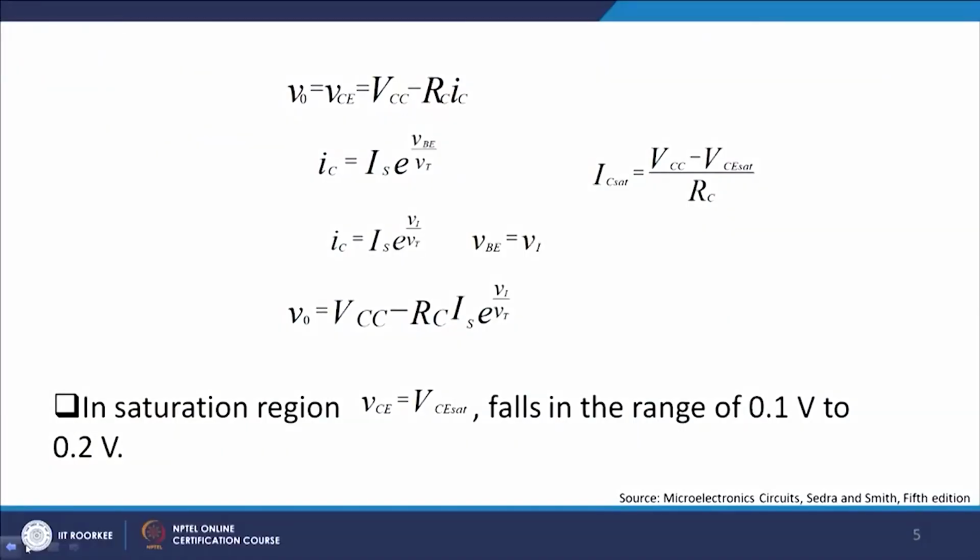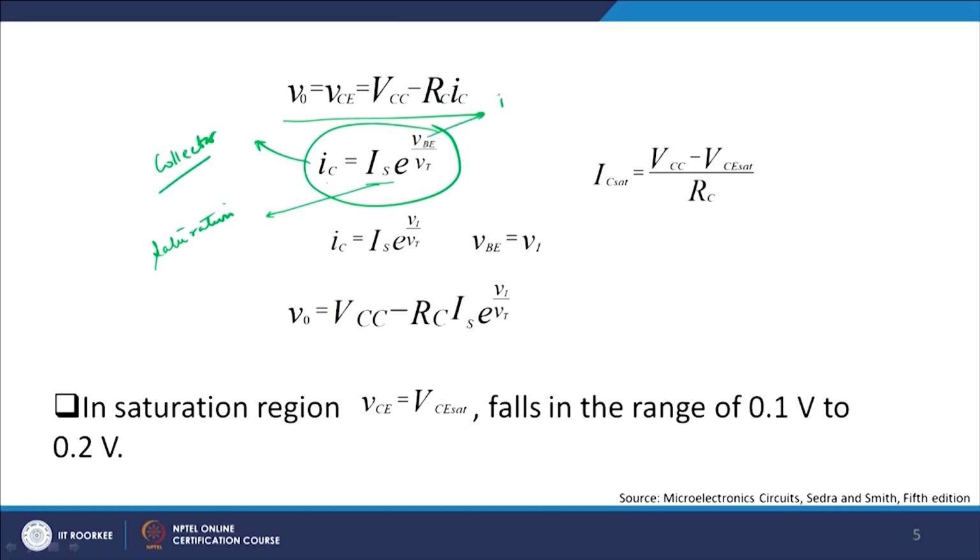This gives me a basic idea about the basic amplification process of a BJT. Let me give you the mathematical treatment here. If you look very carefully, V0 is the output voltage and equals VCE, which must equal VCC minus ICRC, remember. We have already discussed this point. In previous modules, we have seen that IC equals IS e to the power VBE by VT. IS is the saturation current, and IC is the collector current.